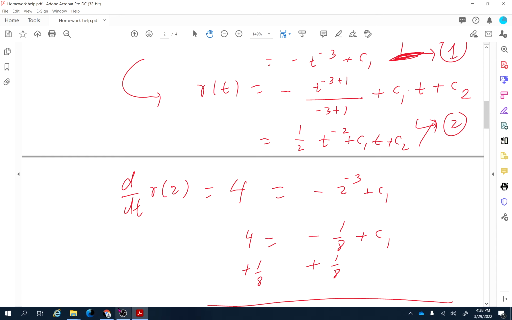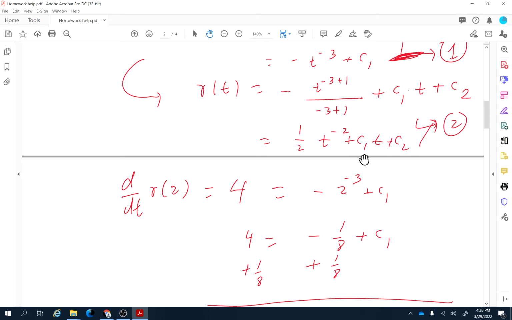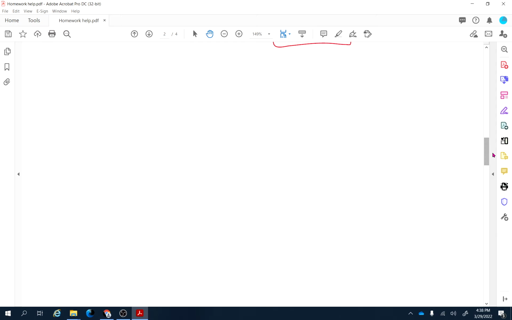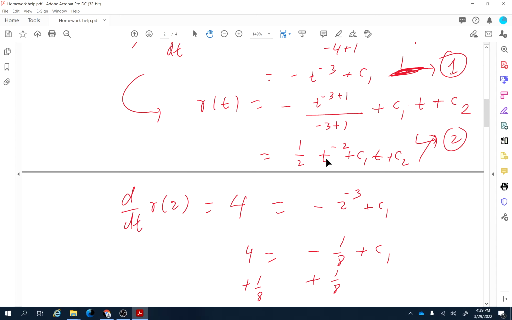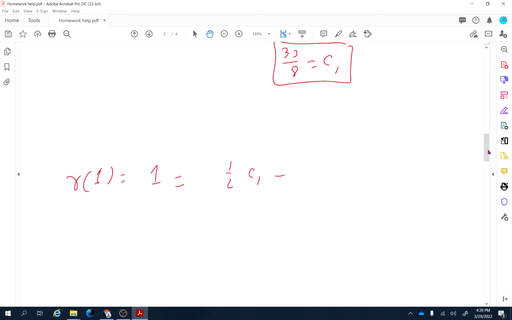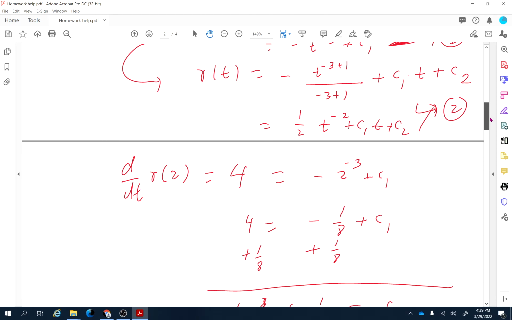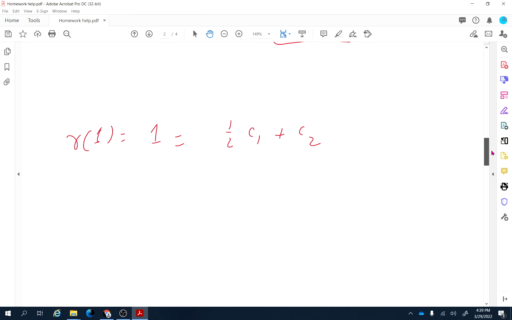And now we can also use the initial condition for the value of the function: when t is 1, r is 1 in the second equation. So if you go to the second equation here and put t equal 1 on the right side as well, it will give you half, 1 to the power negative 2, which is 1. So half plus c1 times 1 plus c2. So half plus c1 plus c2.